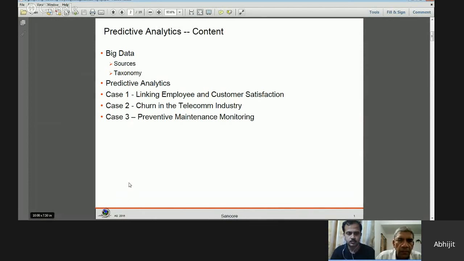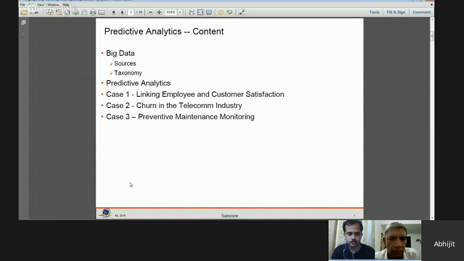So the content for today is basically about big data, the sources, the taxonomy, a brief introduction to predictive analytics, and then 3 cases. The first case talks about employee and customer satisfaction. How can you link them? The second case talks about churn in the telecom industry, and the third case is about preventative maintenance and monitoring and predictive analytics around that.